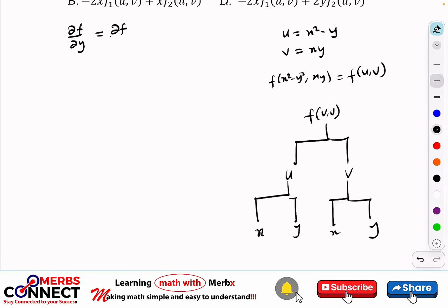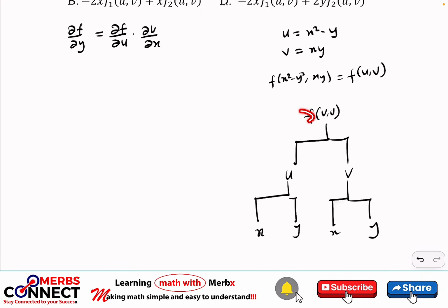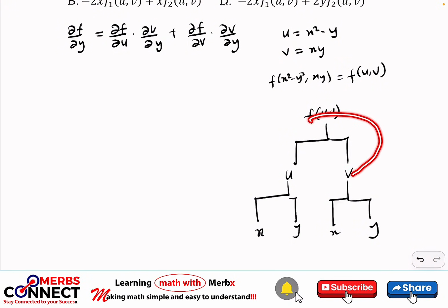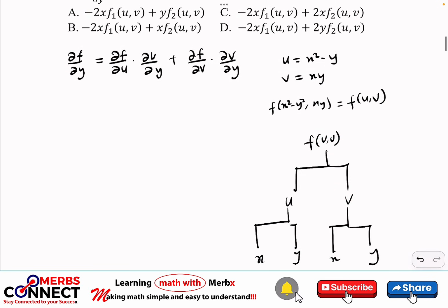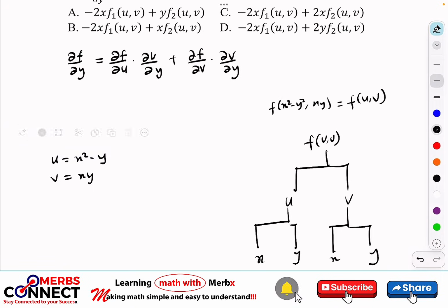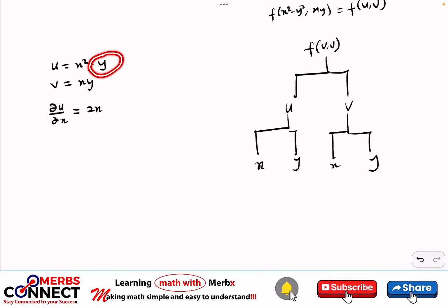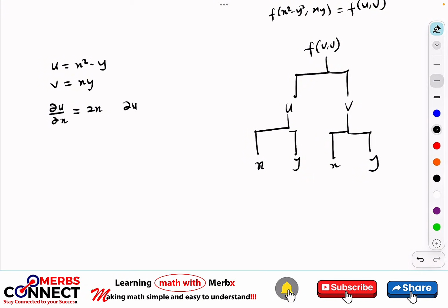So let's do this way, that way. Partial of f, we're going with u, and u will bring us y, plus now f will go with v and v will bring us y. Great. Now because of this guy here, we can do something beautiful. We need partial of u with respect to x. So this is going to give us 2x. This one will be 0 because we are taking the partial derivative. Partial of u with respect to y is going to give us minus 1.